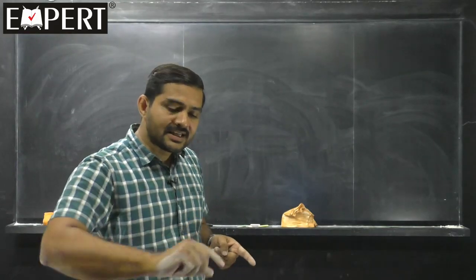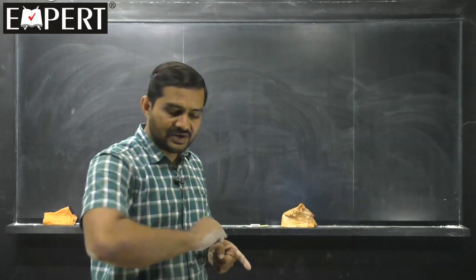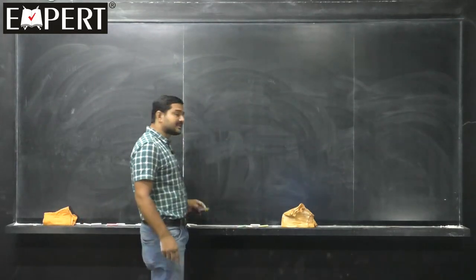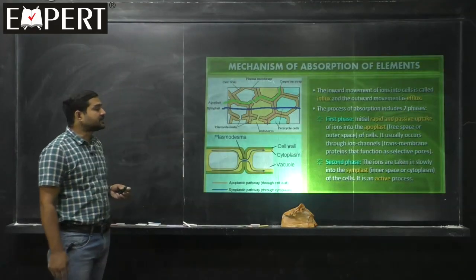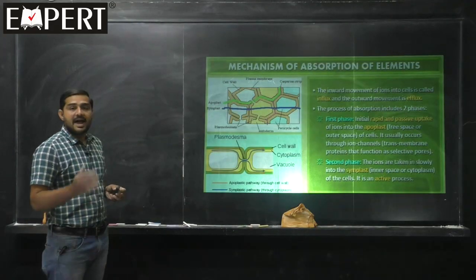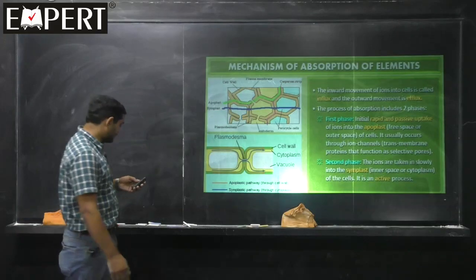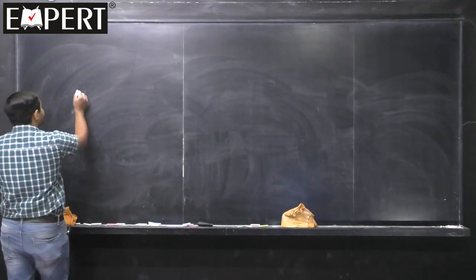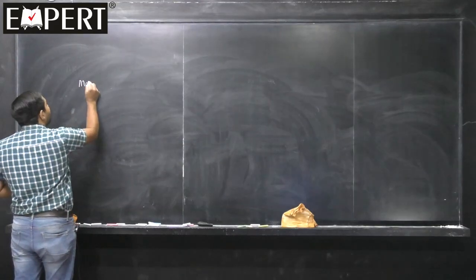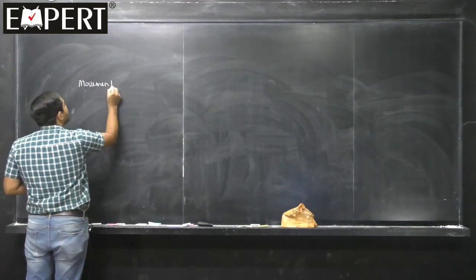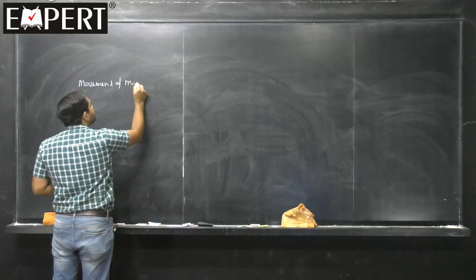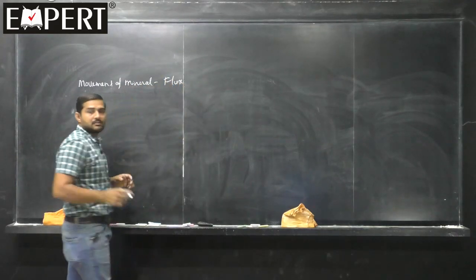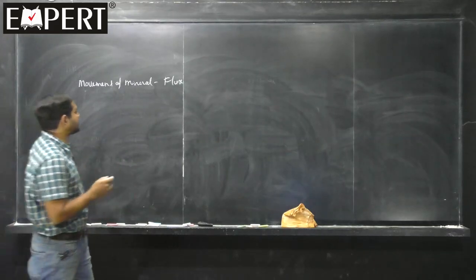Absorption of mineral occurs in one way, absorption of water occurs in a different way. That you should remember. So till now we were discussing the mechanism of absorption of the minerals by active as well as passive transport. Now this movement of minerals is called flux. What is flux? Movement of mineral is called flux.